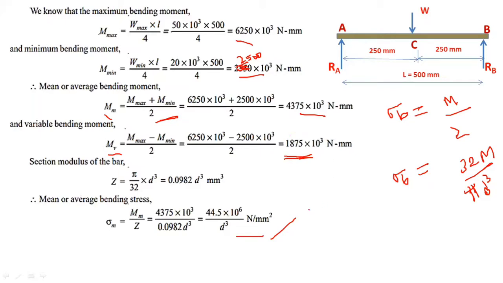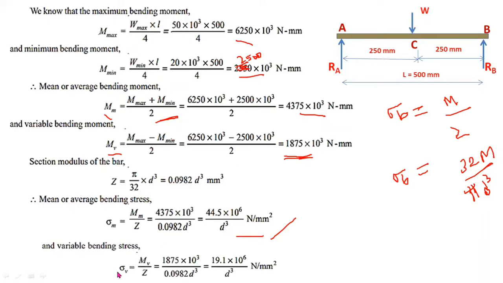So for bending loads, you have to consider bending moment, and you have to consider bending stress. This one is the variable bending stress: variable bending moment divided by section modulus. 1875 into 10 power 3 is the variable bending moment. Z is the section modulus. So from these two values, you can get the value of the unknown D from Soderberg or Goodman's equation. These are the given values.